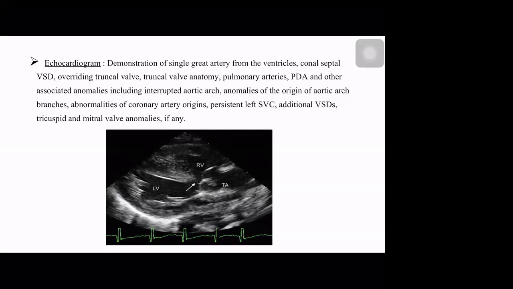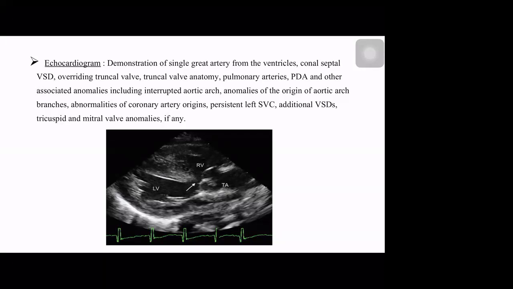There will be demonstration of a single artery originating from both the ventricles, conal septal VSD overriding the truncal valve, then truncal valve anatomy, the number of valve cusps, the presence of any incompetency of the truncal valve, the origin of the pulmonary arteries, and whether stenosis of the pulmonary arteries is present or not.